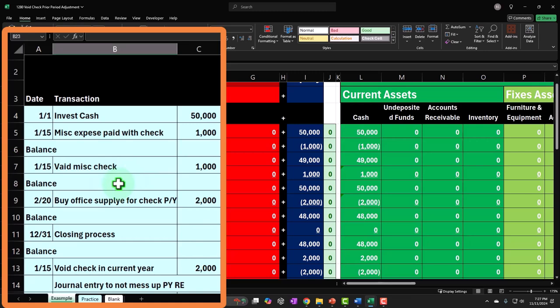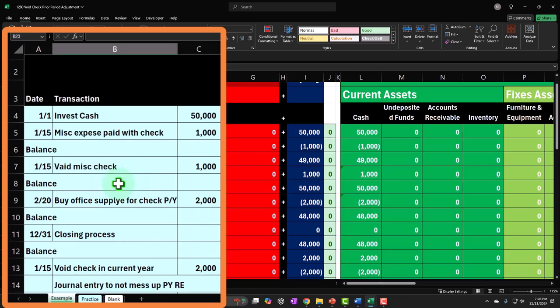In other words, if we wrote a check and the check doesn't clear, then at some point in the future, we want to take the check off the books because it keeps showing up in our bank reconciliation, for example, and it shouldn't be there because it never cleared because whoever received it possibly didn't cash it, or maybe we entered it two times or something like that.